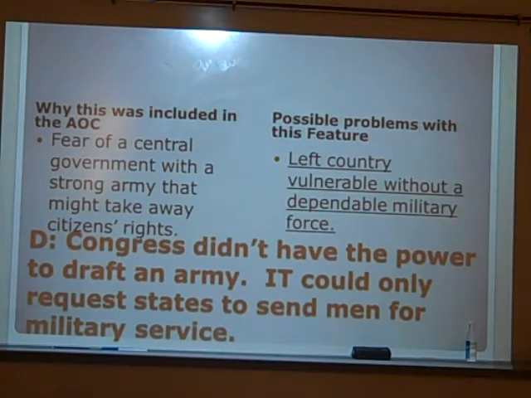Next problem, the next thing, D, Congress didn't have the power to draft an army. It could only request states to send men for military service. Okay, why was this included? They didn't want to have a large standing army that might take away citizens' rights. Problem is, it left the country vulnerable without a dependable military force. And we're going to talk about that more tomorrow when we talk about Shays' Rebellion. Okay, but it left the country vulnerable not to have anybody backing it up.